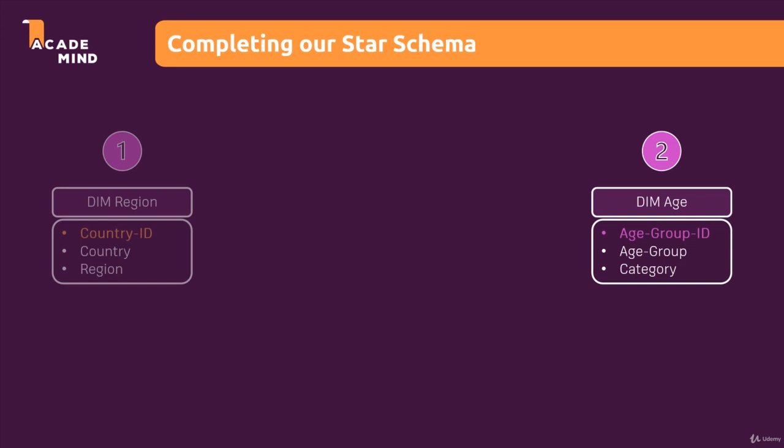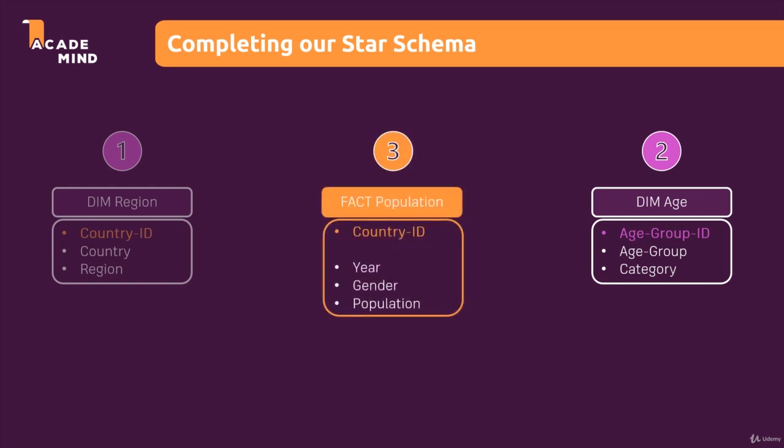So step 2 is done. We now have our IDs for the age groups, we have the age group and the categories. What's missing now is step number 4. We need to create this fact population table, which contains the country ID from our DIM region table and also the age group ID from our age table we just created. Additionally, this table should contain information not related to the age or the region, so the year, the gender, and the population. So that's the goal now.